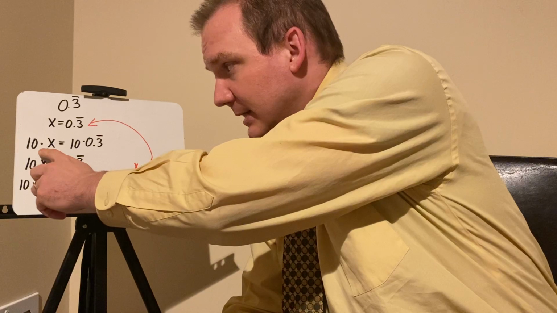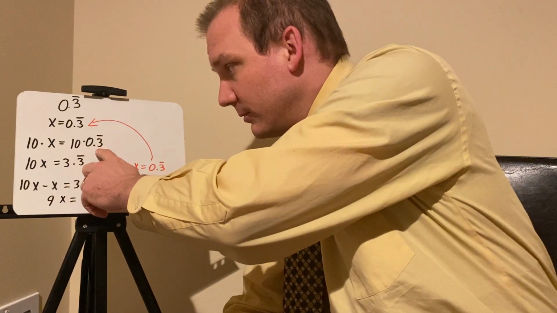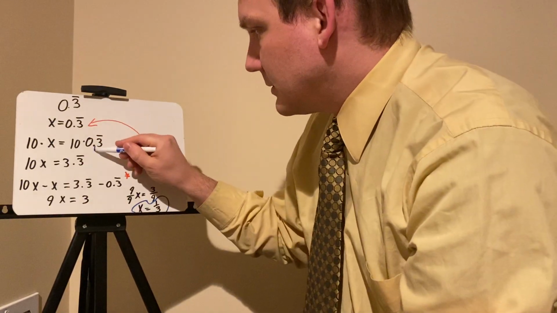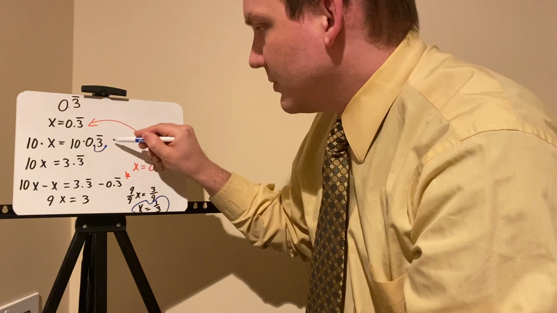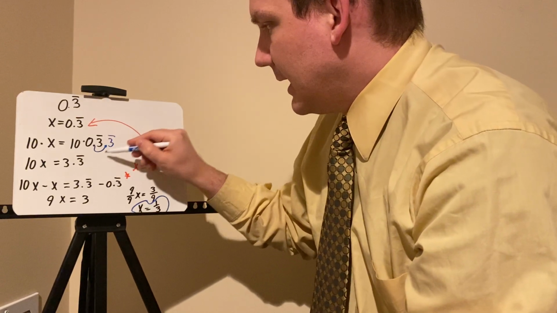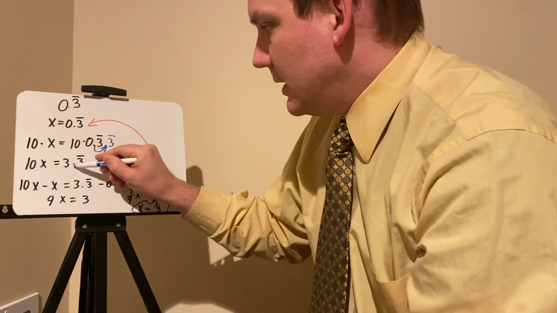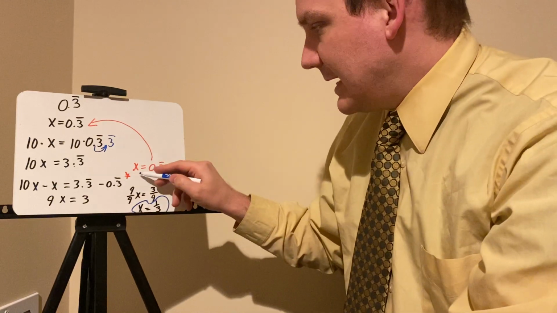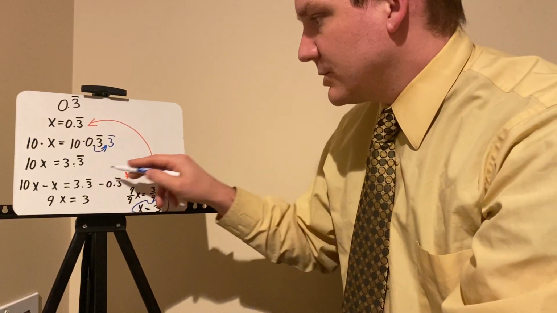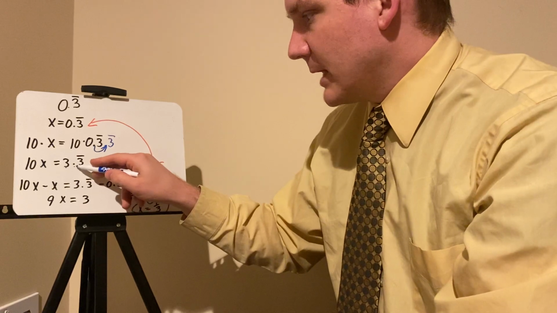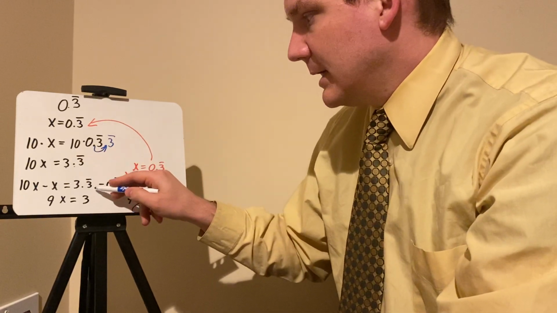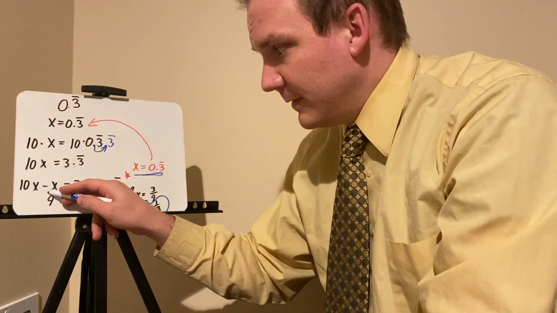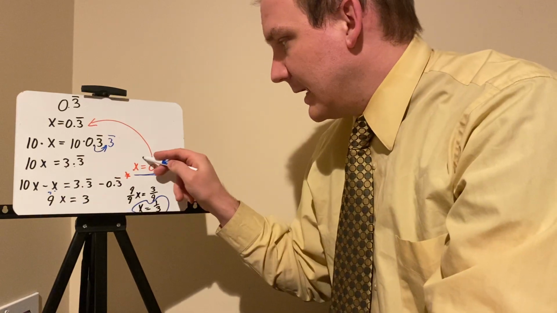So 10 times x, and we do 10 times 0.3 repeating. When you multiply by a power of 10, we simply shift the decimal point 1 spot to the right, and we know this is repeating, so we have 3.3 repeating equals 10x. Now, since x equals 0.3 repeating, we can subtract 0.3 repeating from both sides, but instead of writing minus 0.3 repeating on this side of the equation, we write x, because they're the same thing.